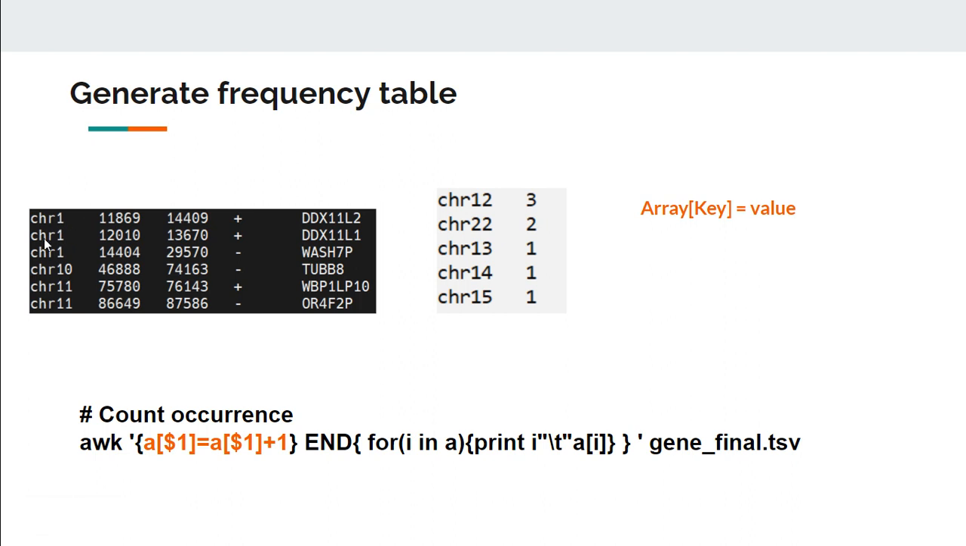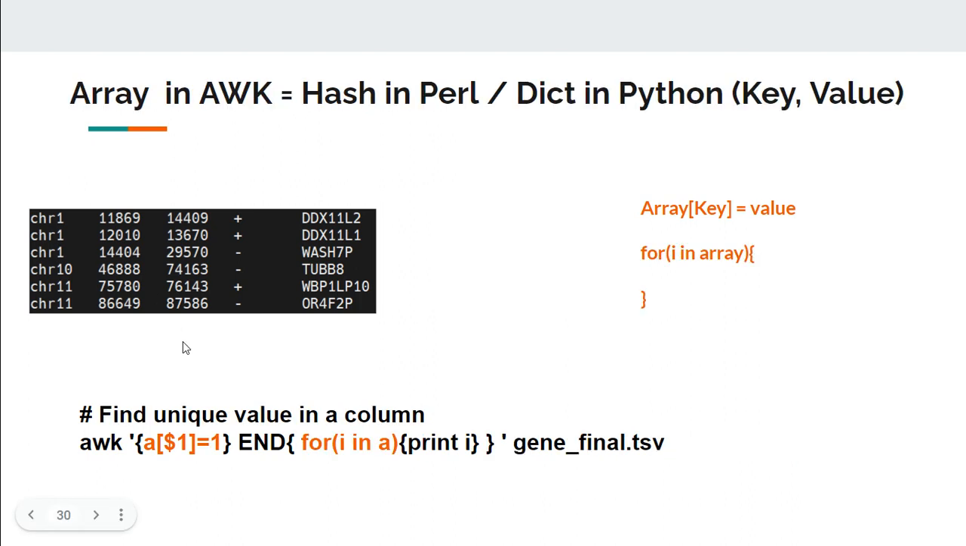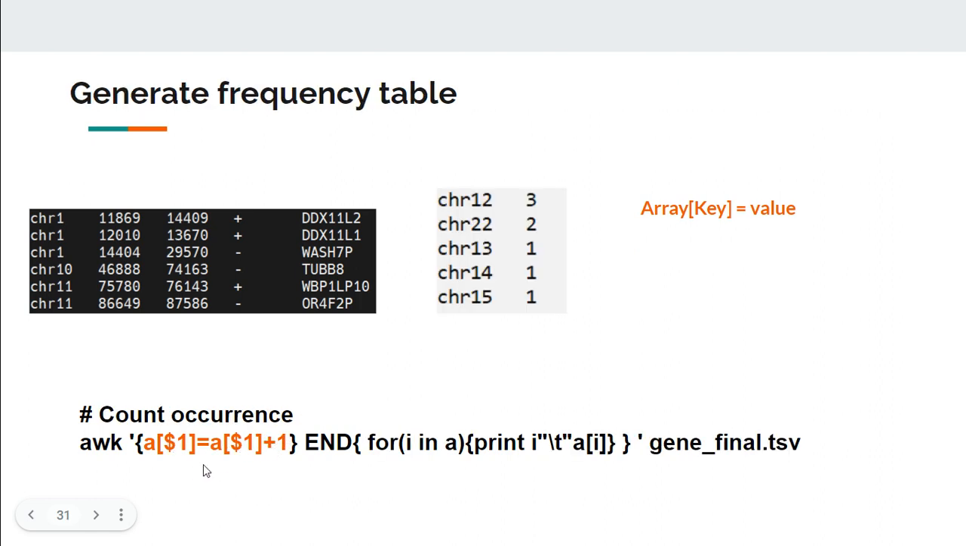Now let's try another example. We'll count how many chromosome 1 entries there are, a chromosome count. So it's a frequency table kind of thing. The logic is a little different here. Instead of assigning, I'm incrementing the value: a of $1 plus 1.